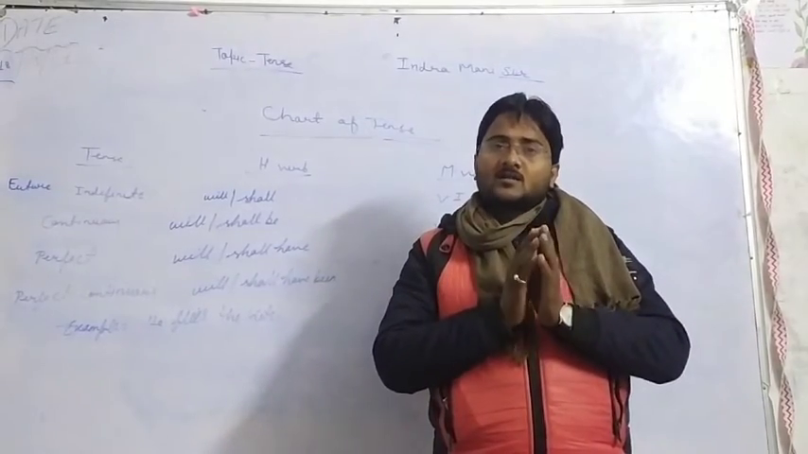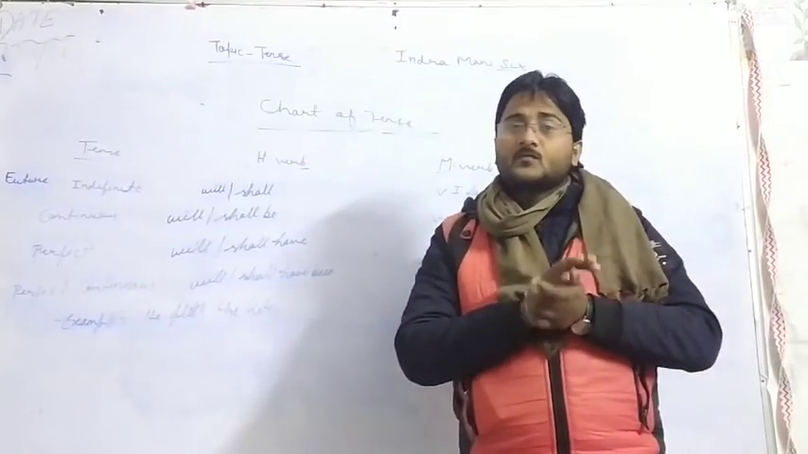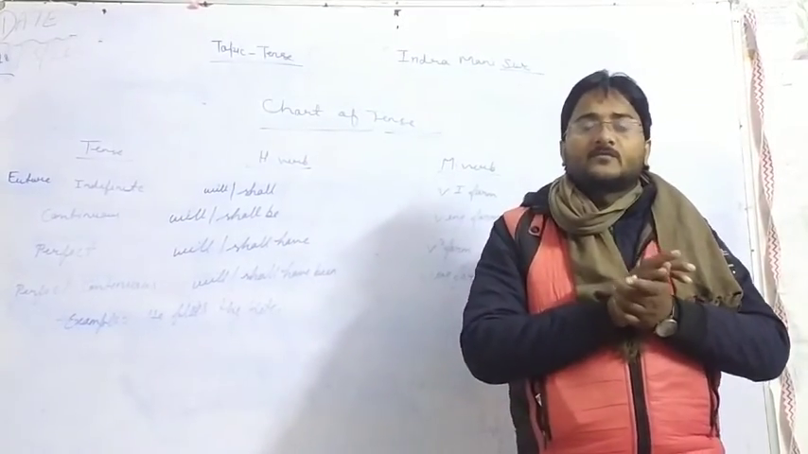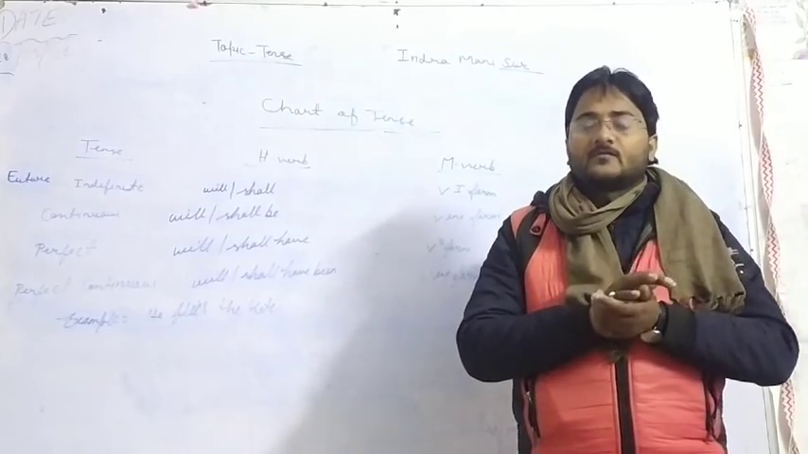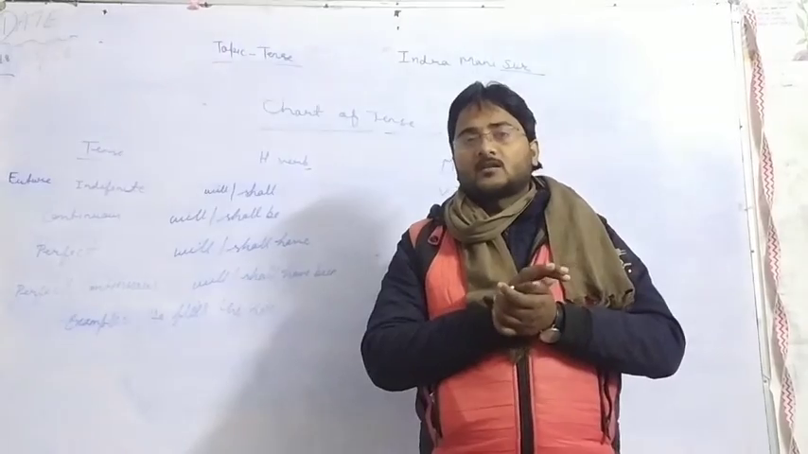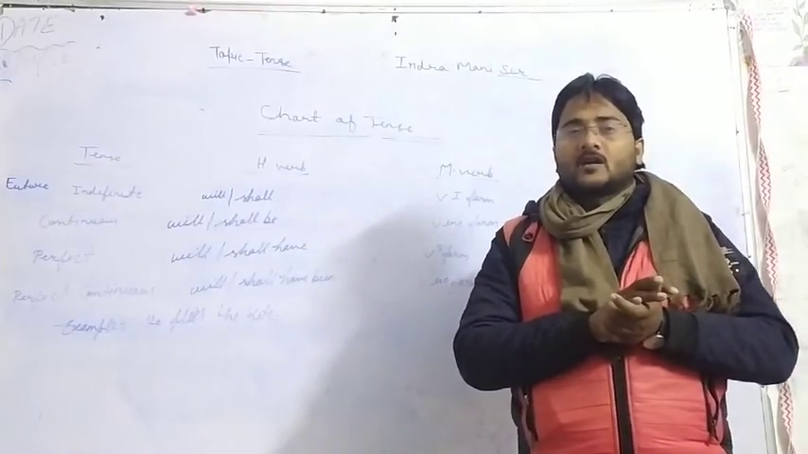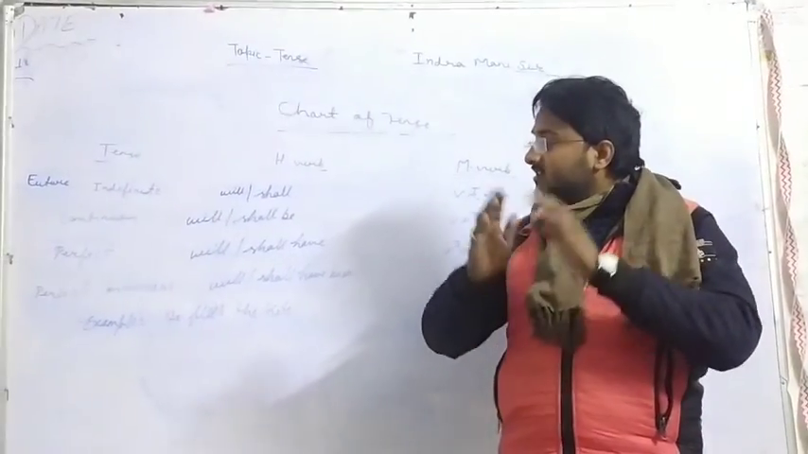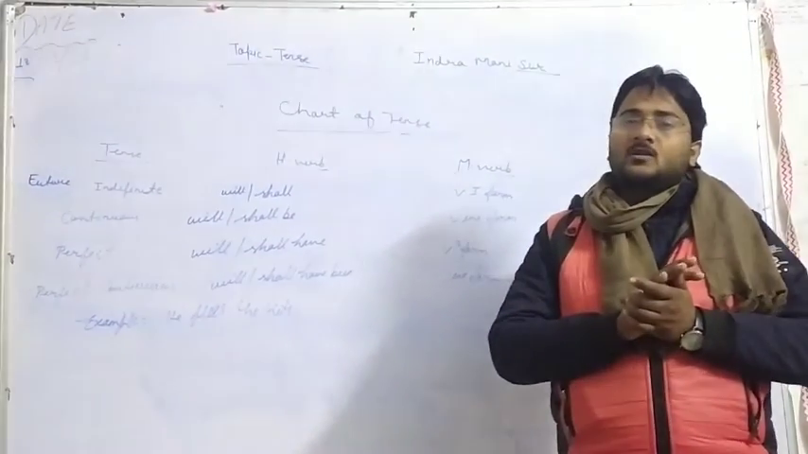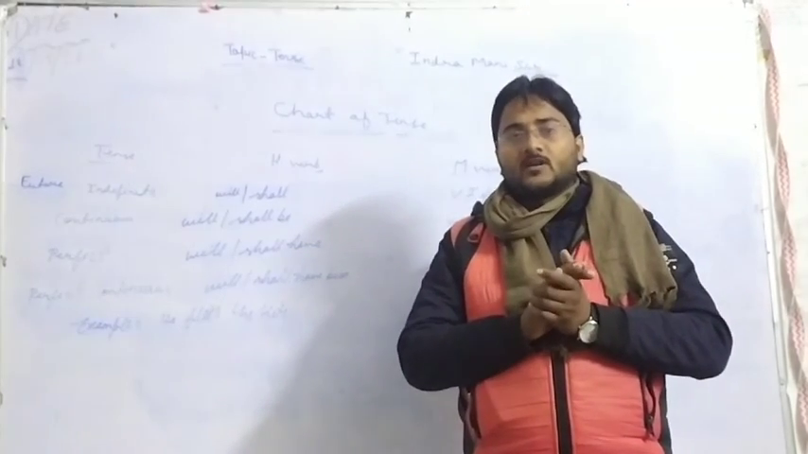And lastly in future perfect continuous tense, we speak: he will have been flying the kite, he will not have been flying the kite. Will he have been flying the kite? Why will he have been flying the kite? Will he not have been flying the kite? Why will he not have been flying the kite? So these are the examples for every tense and every structure.